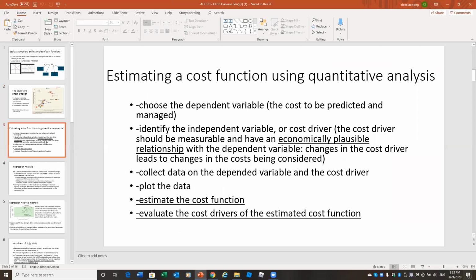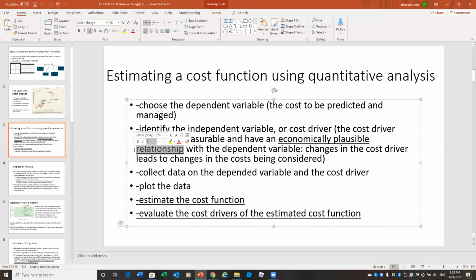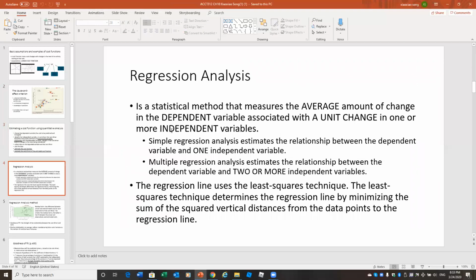Next one is the cost function. So we think about, as I say, there must be an economically plausible relationship, right? It makes sense. For example, I turn on the light. The longer time the light is on, the higher cost the utility bill will be. So it has to make sense, right? That's the main thing. Next one, regression analysis.